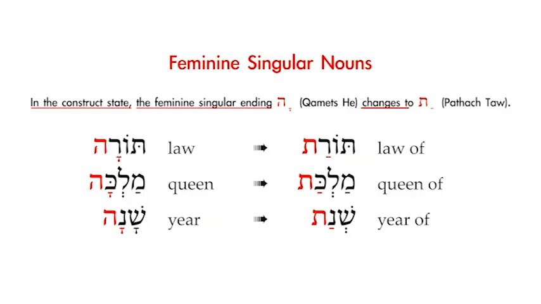We have three examples of feminine singular nouns that end in qamets he: torah, malkah, and shanah. In the construct state, the qamets he changes to pathach tav.